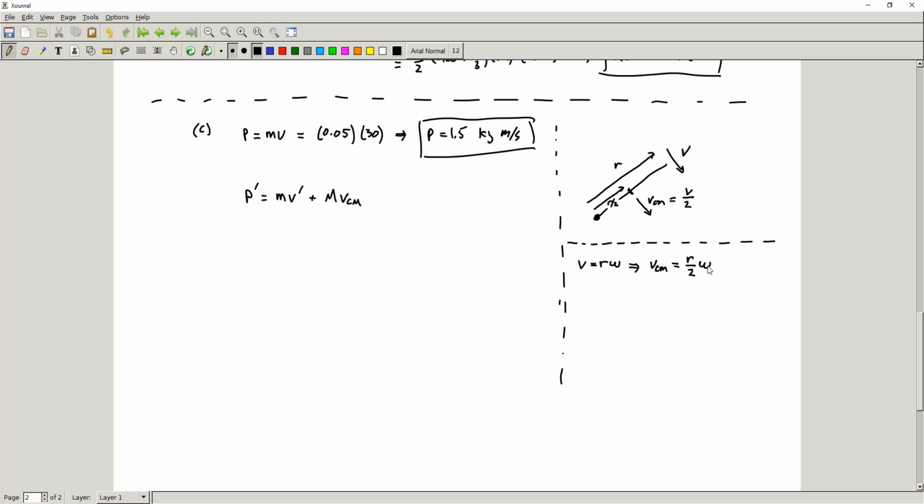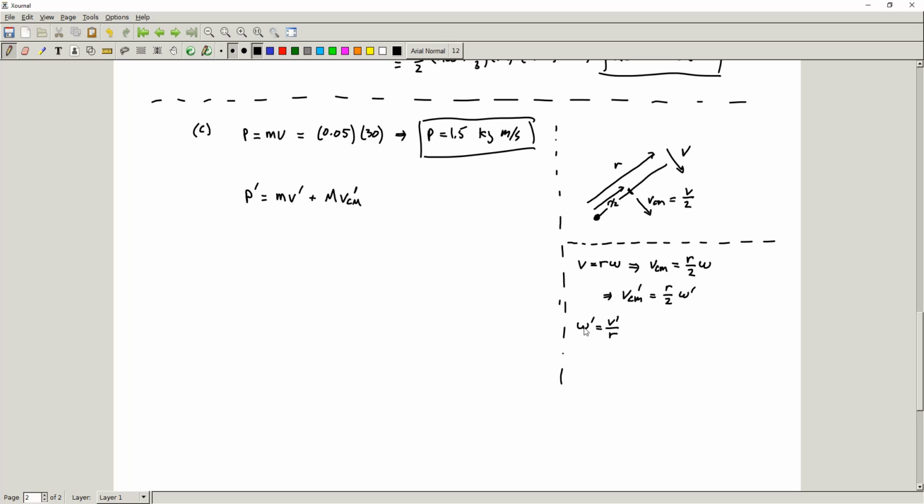And I should have primed this, I just noticed. And so, what does this mean? Well, this means that our v center of mass prime is going to be equal to r over 2 omega prime, right? Except that we know that we can write our omega prime as v prime over r, for the same reason that we can write this equation up here. It's basically just a rearrangement of that equation up there, and we're priming the velocity and the angular velocity, right?